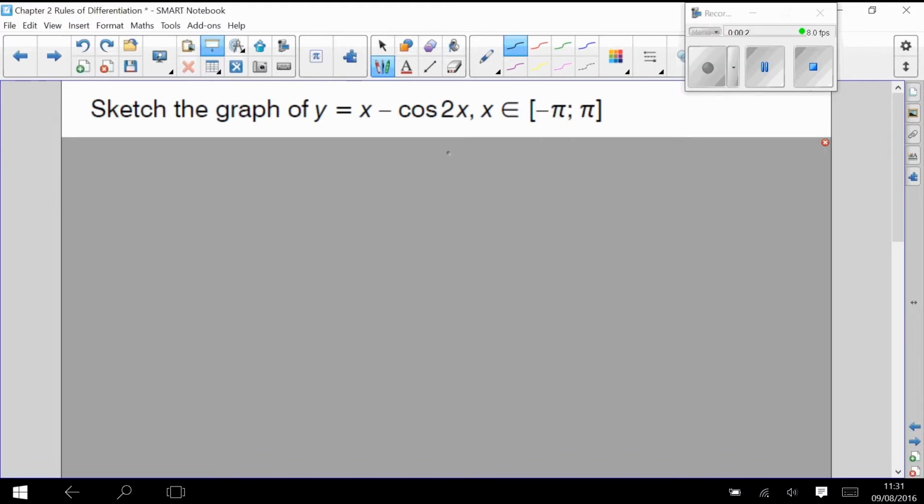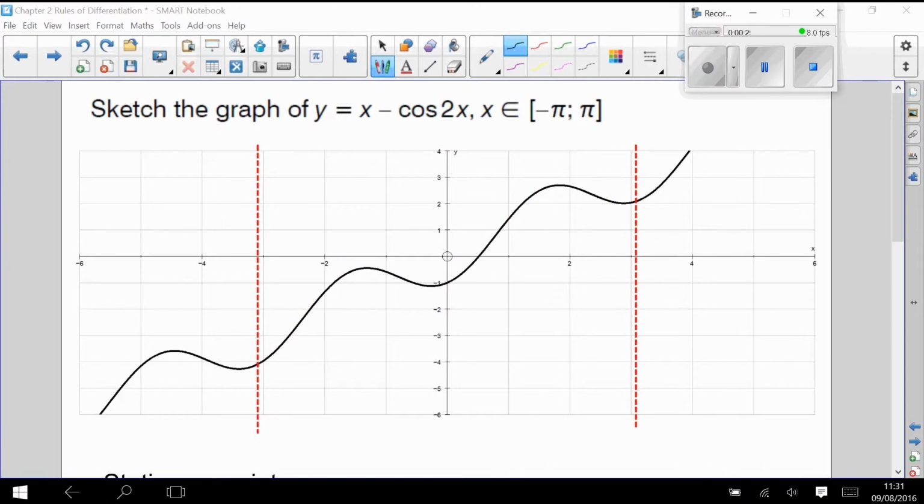So if I show you the graph, you can see more or less what the graph is going to look like. But we're only going to be looking at the graph within the boundaries of the two red vertical lines. It looks like I'm going to be finding 1, 2, 3, 4 stationary points, and I'm going to see whether those are local maximum or local minimum stationary points. I'm also going to make sure that I know exactly where my y-intercept is.